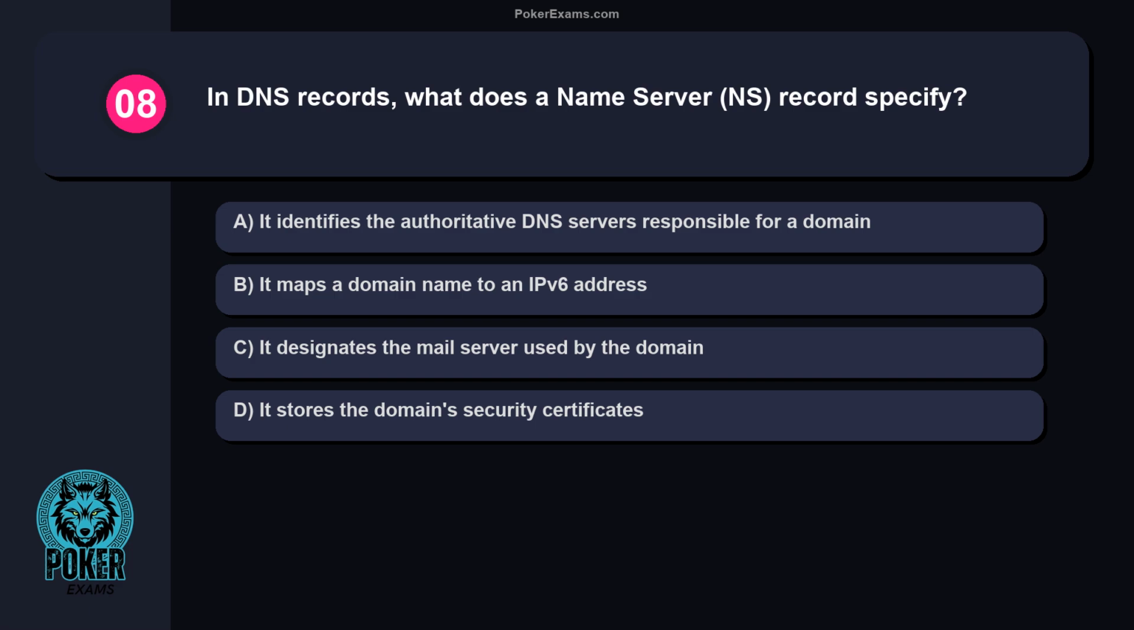Question 8. In DNS records, what does a name server (NS) record specify? It identifies the authoritative DNS servers responsible for a domain. It maps a domain name to an IPv6 address. It designates the mail server used by the domain. It stores the domain's security certificates.